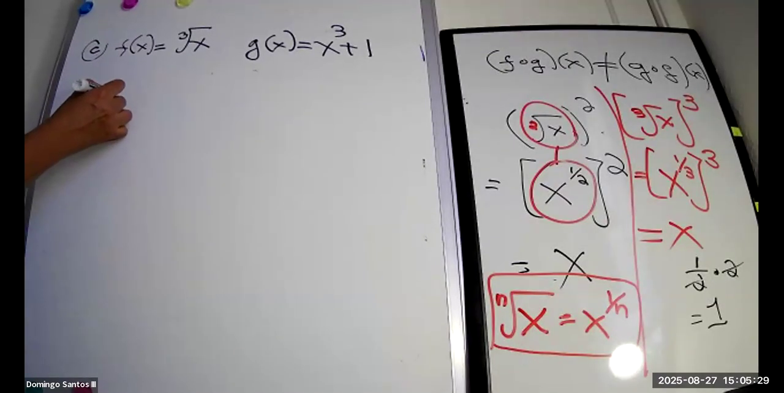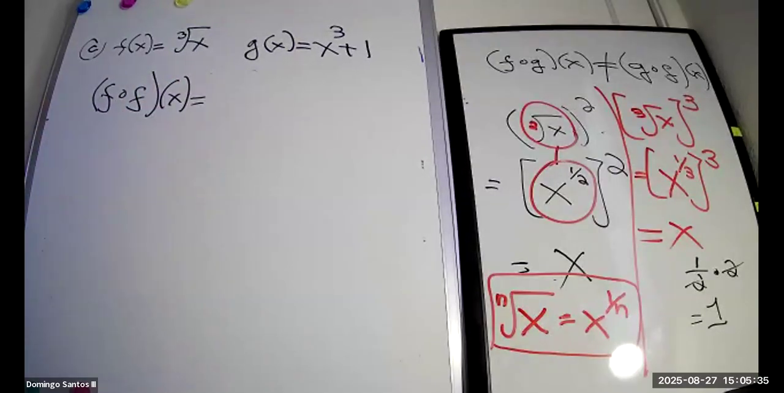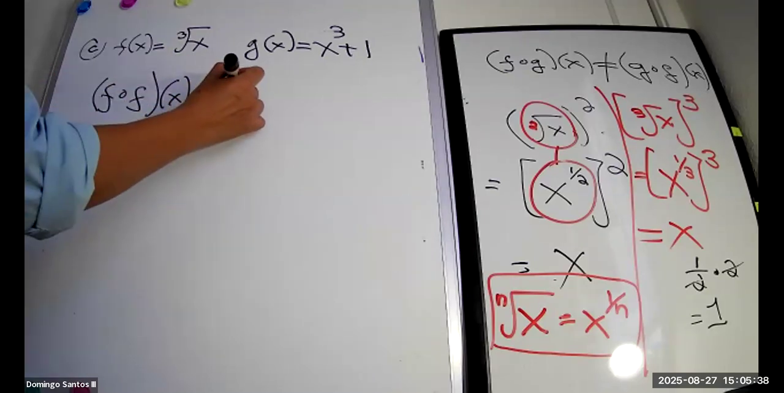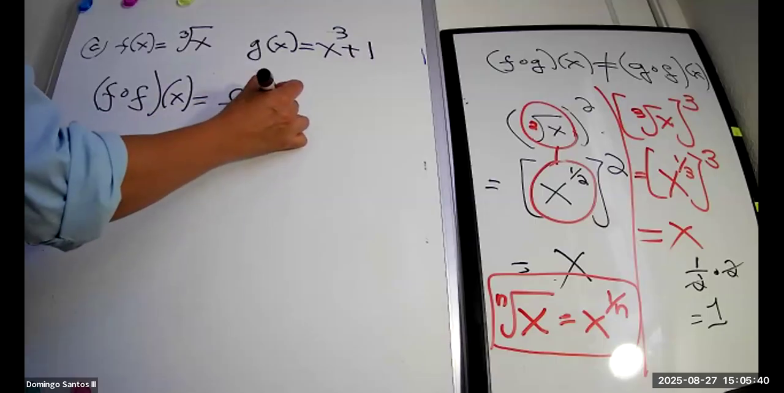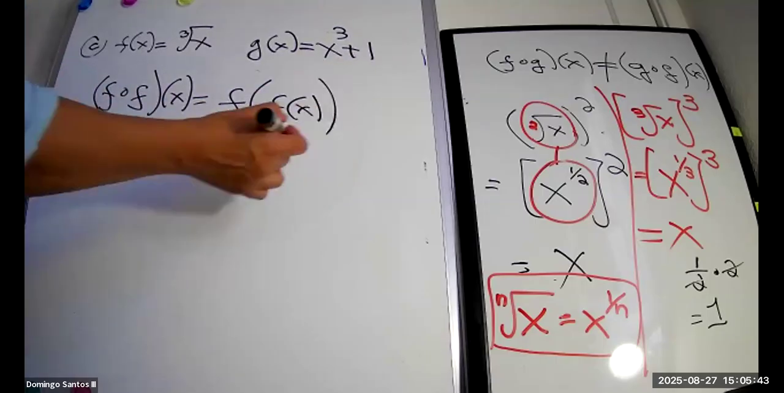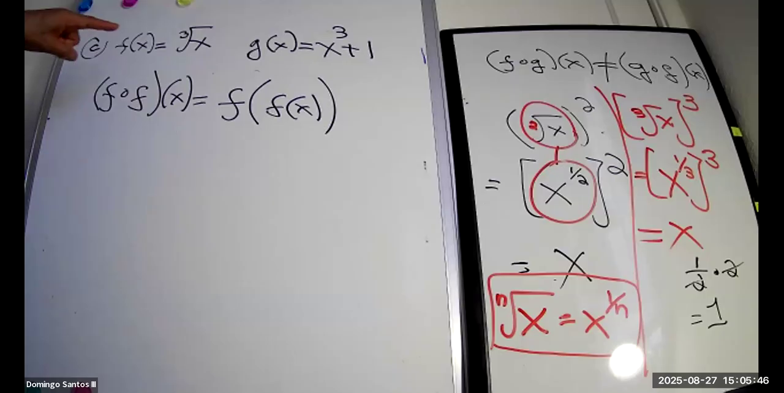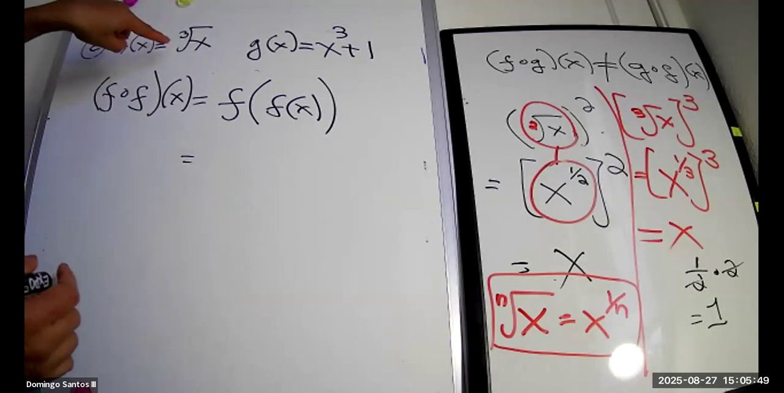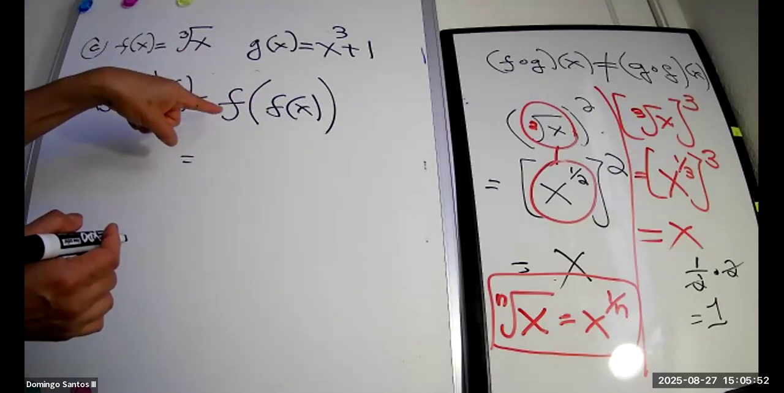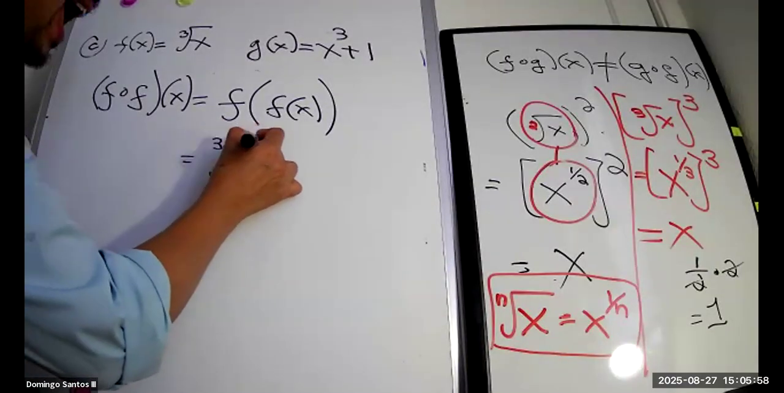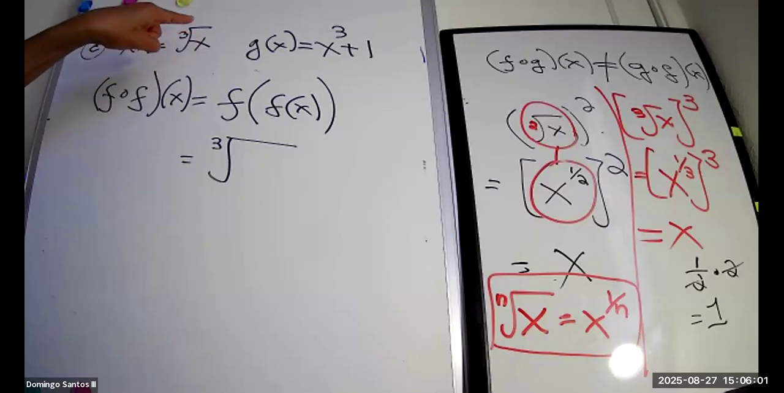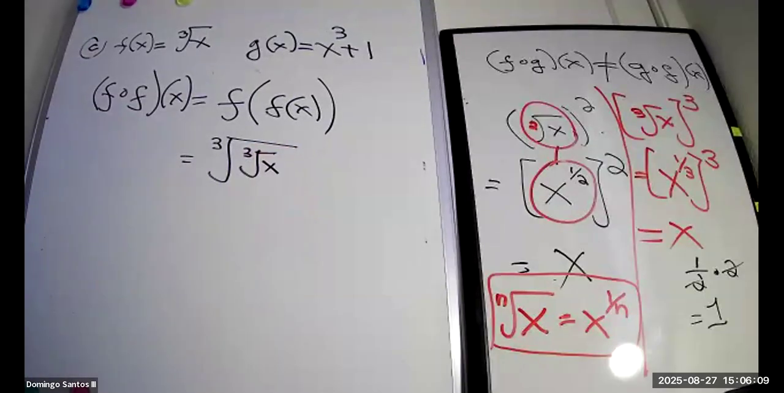Let's see what happens there. F circle f, right, Jaskaran? By definition, this is f evaluated at f as well, right? Now, what's f, Jaskaran? F is cube root of x. Very good. So cube root of x, meaning you have to replace the x with the whole thing, right? So this is the cube root of the cube root of x.